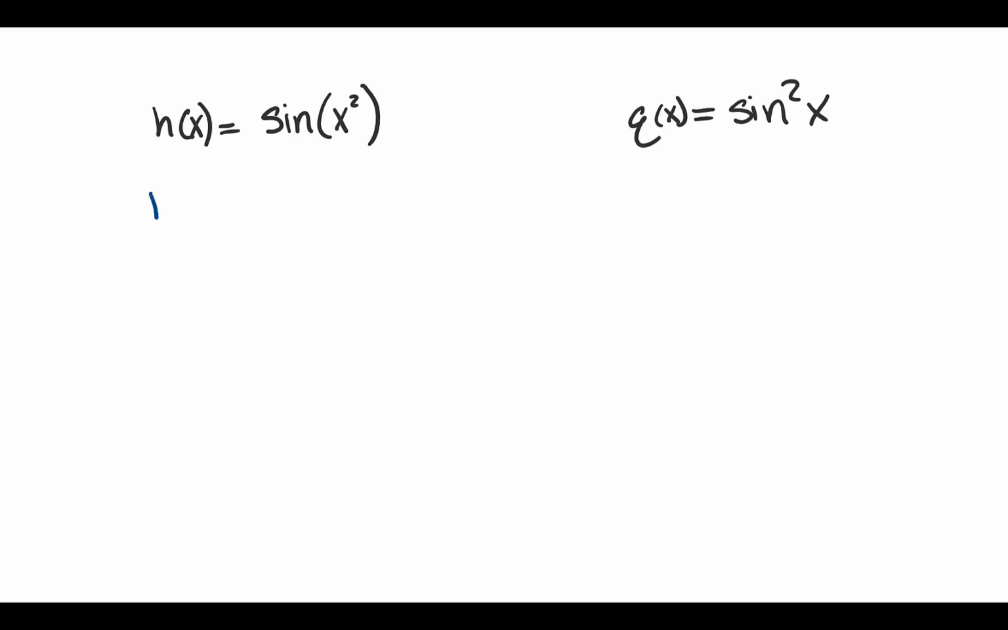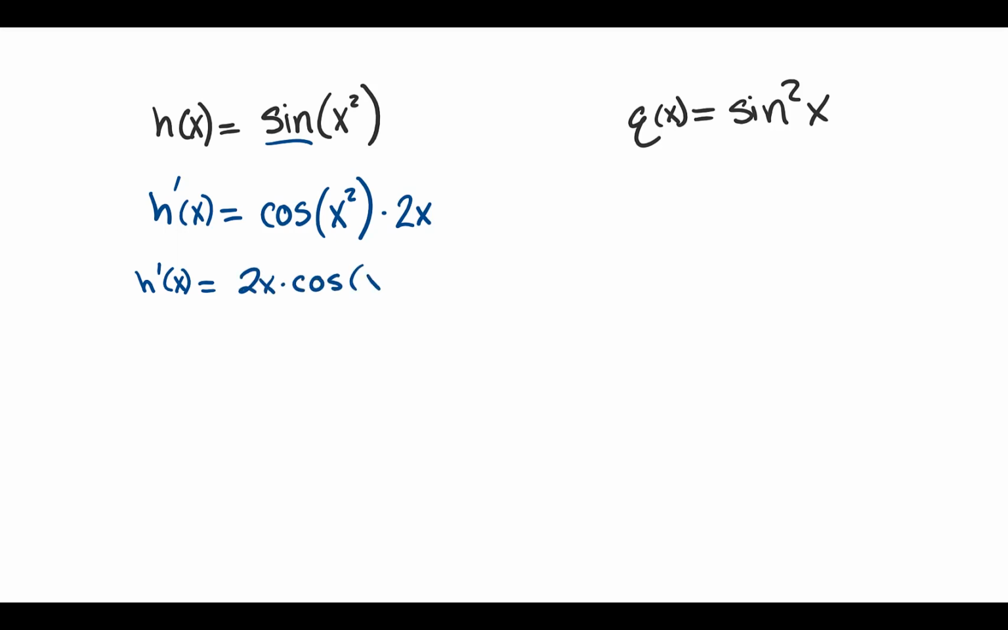So our derivative on h is, we're going to take a derivative on the outside first. That's cosine. And we're going to leave the inside alone. Now we multiply by the derivative of the inside. What's the derivative of x squared? 2x. There's our answer. We like to leave the trig function at the end, so I'm going to write it just as 2x times cosine of x squared. Good solid answer. Nothing too bad about it.